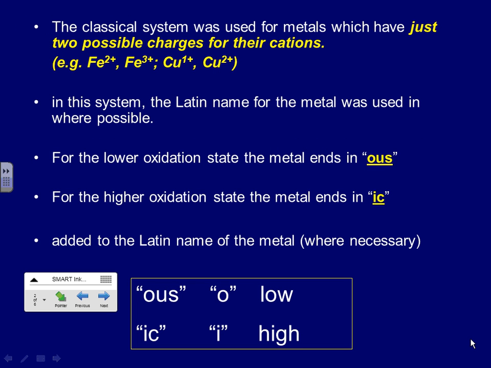Don't write down the first bullet, all right? I'm just looking at the time, and I want to kind of get rid of this. The classical system was used for metals with just two possible oxidation states. Don't write down the first bullet. Write down the second one. All the way to the bottom. Second right to the bottom.